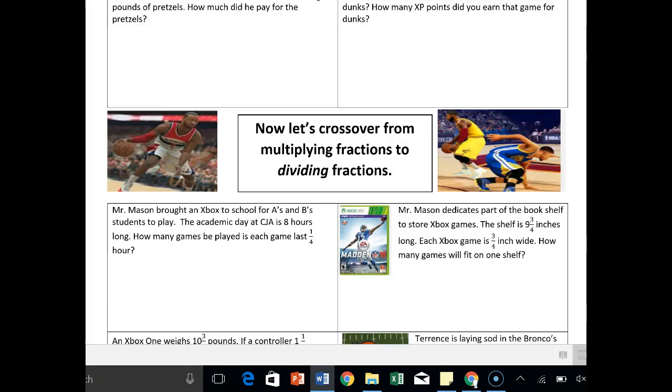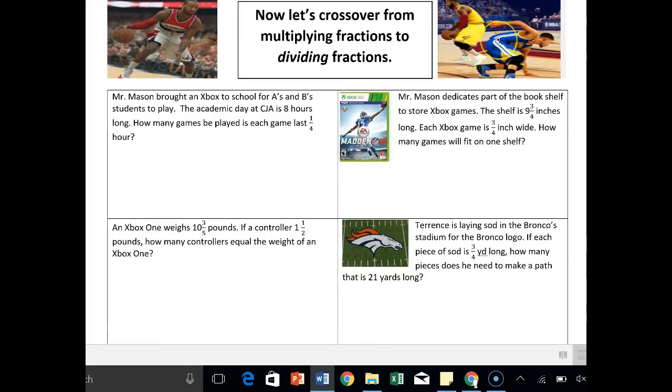So now let's cross over like John Wall and Kyrie do, and go from multiplying fractions to dividing. So remember, when we go to dividing fractions, we need to remember to flip the second fraction and then multiply across. So Mr. Mason bought an Xbox to school for A's and B's students to play. Yeah, right, like I do that.